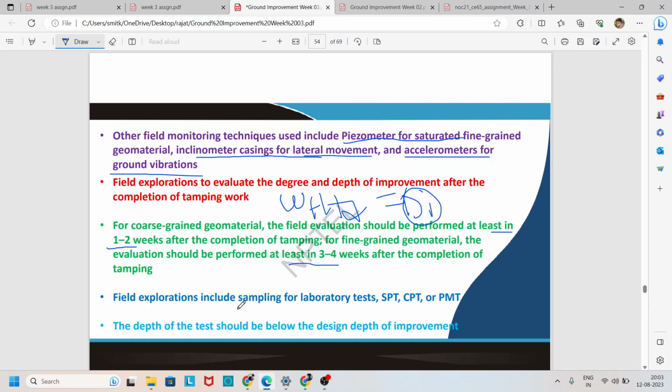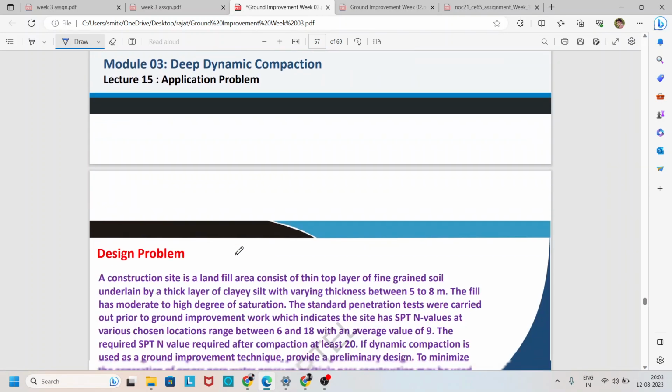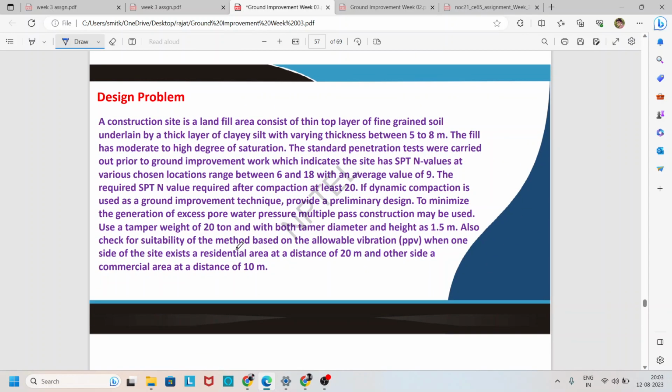So now, coming to the last lecture, lecture 15, we discuss one problem of this module. It is quite big. It is a design problem. To solve this problem, everything we already discussed is required here, every concept, a little more concept is required. So now we try to solve this problem.